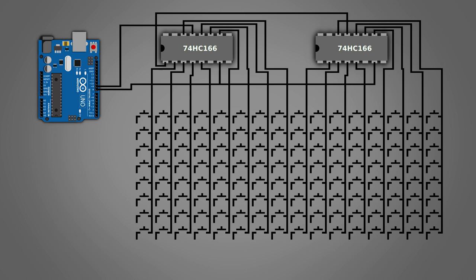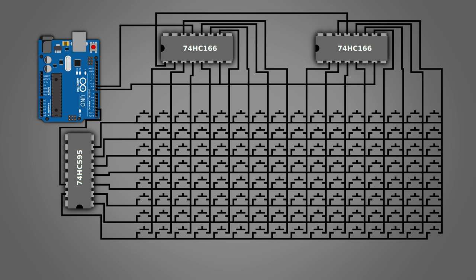Lastly, you can combine the 74HC166 and 74HC595 shift registers. In this setup, you set the first pin of the 595 shift register to high and read each pin of the 166 shift registers one by one. Then you switch the first pin of the 595 shift register to low and the second pin to high, and repeat reading all the 166 shift register pins, and so on.